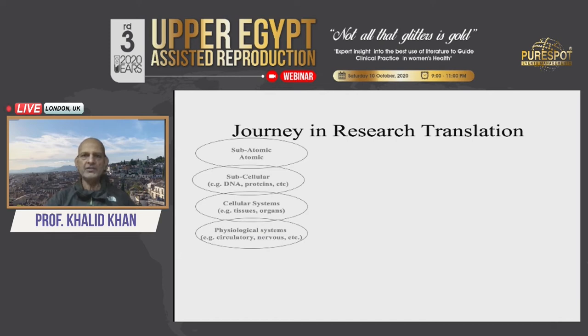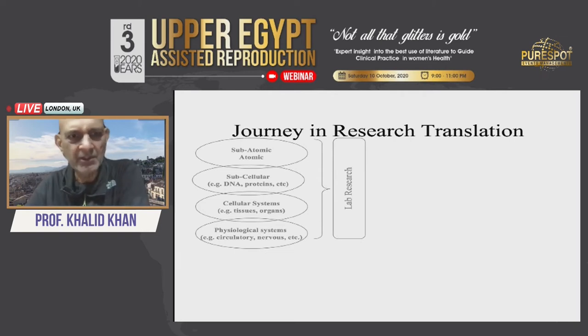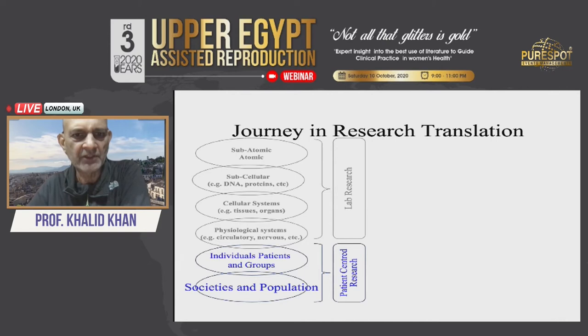So what is the research journey? Well, we go through laboratory research. This type of research can also be called basic research. The objective of this research is to generate new information. Then we have research based on data collected from patients in a clinical setting usually. And the objective of this type of research is to inform medical decisions. We can also call it applied research.